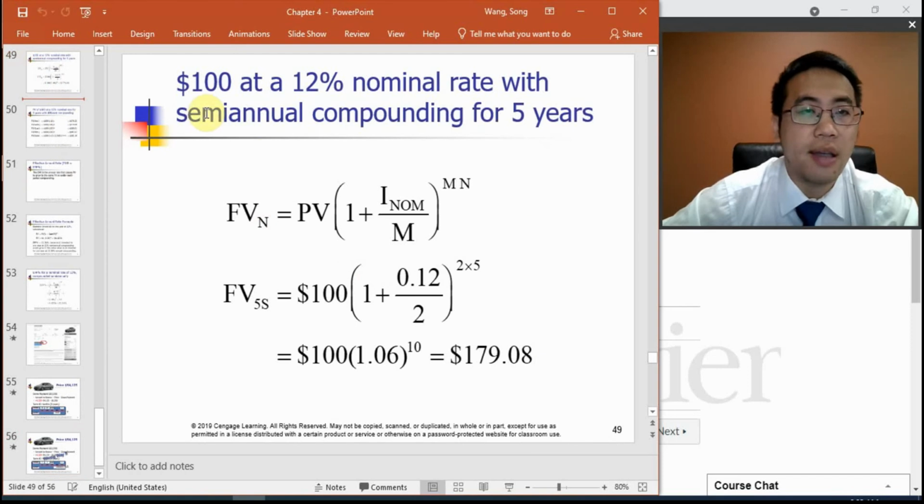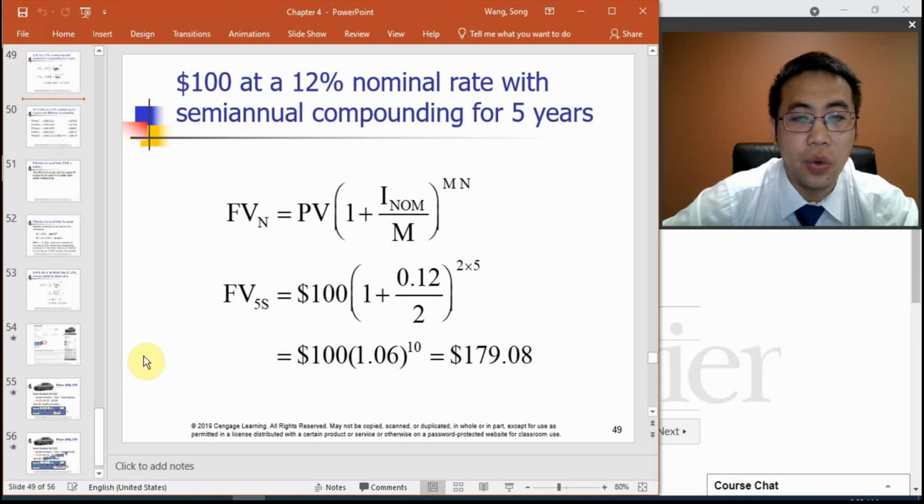Let's take this one for example. You have $100 invested at 12% nominal rate for 5 years, and it's a semi-annual compounding. Your M equals 2 because it's semi-annual, half a year, so you have 2 semi-annual periods in a year. So you're going to divide the annual 12% rate by 2 and get your 6-month semi-annual rate. And when you do the compounding, your total number of periods is not 5. You have 10 semi-annual periods in 5 years. And then you do the calculation, get your future value.